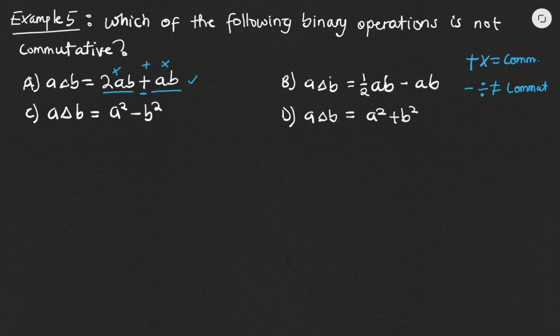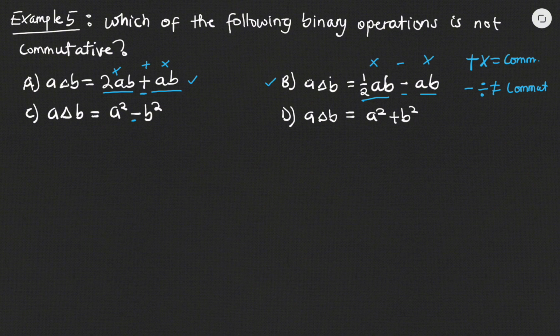Okay, let's look at B. We have part 1, part 2, part 3. Mostly part 1 and part 3 are the most important parts, and in very few cases do we look at the middle sign. So if we look at this, we have half multiplied by A by B. This is multiplication, this is multiplication, so we have 2 multiplications and 1 subtraction in the middle. So this one is also commutative. Now if you look at this, we only have subtraction over here, just 1 subtraction.